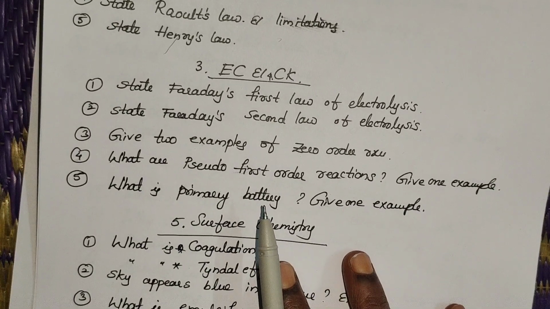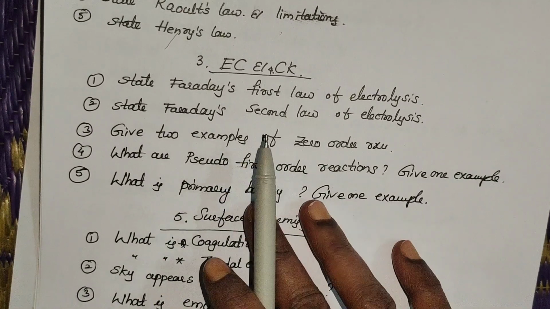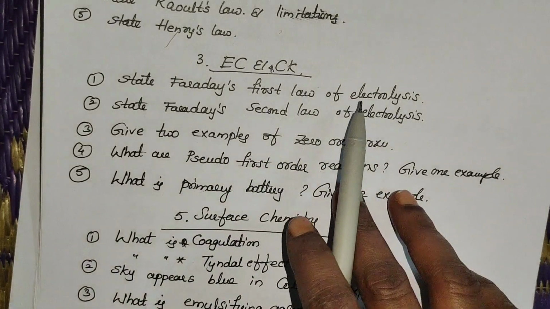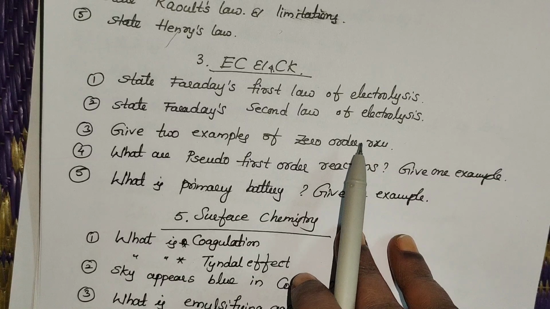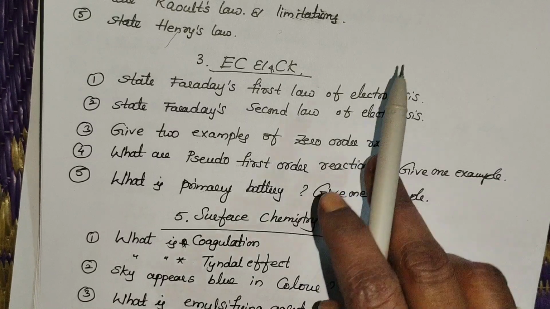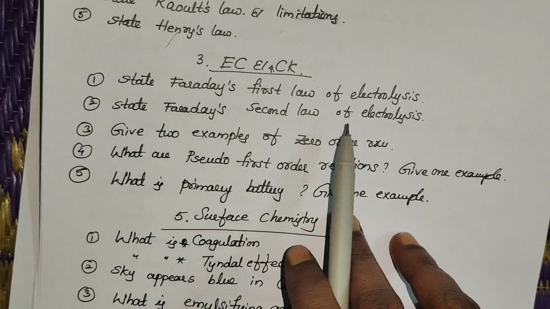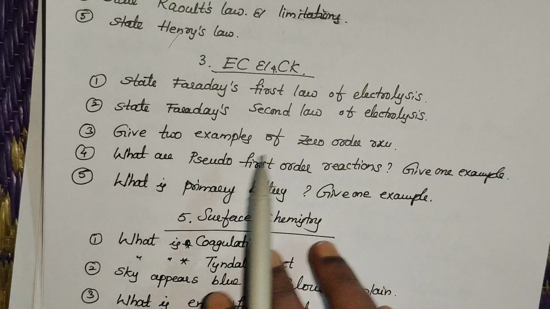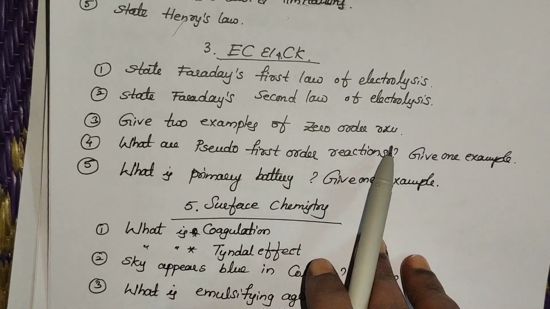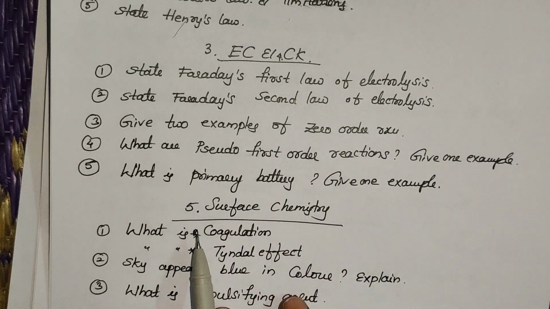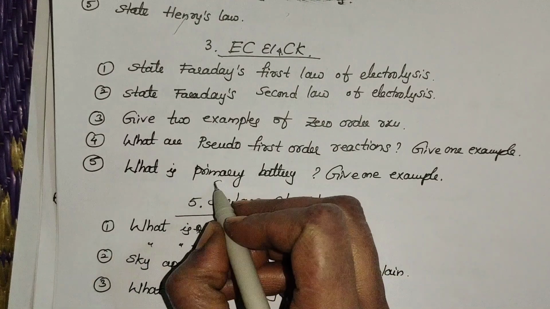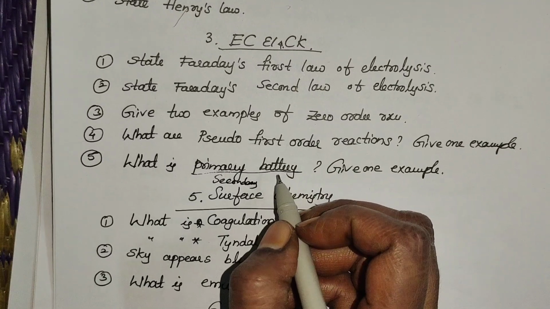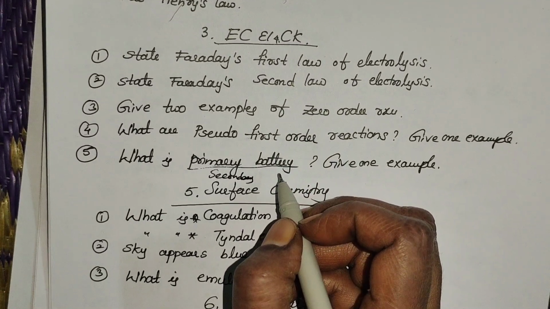Next, electrochemistry and chemical kinetics, we may expect these questions. State Faraday's first law of electrolysis and state Faraday's second law. Combined, they will sometimes give it as a LAQ also. If you are lucky, they will give electrolysis definition and Faraday's first and second laws with one problem as a LAQ, or else they will give VSAQs. Next, give 2 examples of zero order reaction and pseudo first order reaction, and primary battery with one example. Sometimes they will ask secondary battery also.